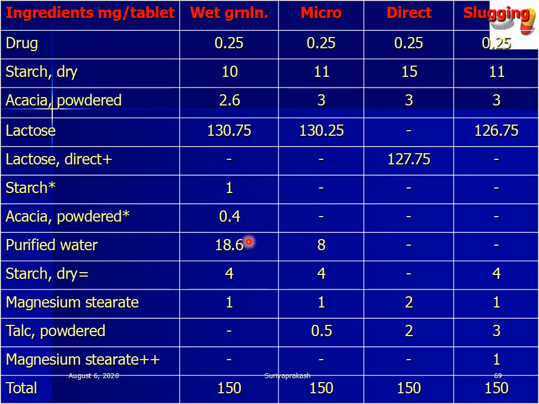So here in wet granulation, you have a starch paste. Here you have using only water. There is no granulation stage in direct compression. Here slugs are prepared and the slugs are passed through a sieve. Then the lubricating agents are added and then converted into tablets.